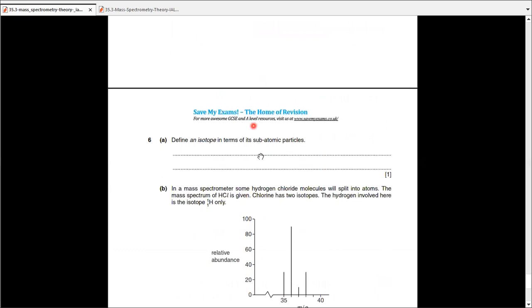Good. Part 2. How could you tell by studying the M and M plus 2 peaks that the compound contained bromine rather than chlorine? Same height of M and M plus 2 peaks, ratio 1:1 rather than 3:1. Right. So moving on.